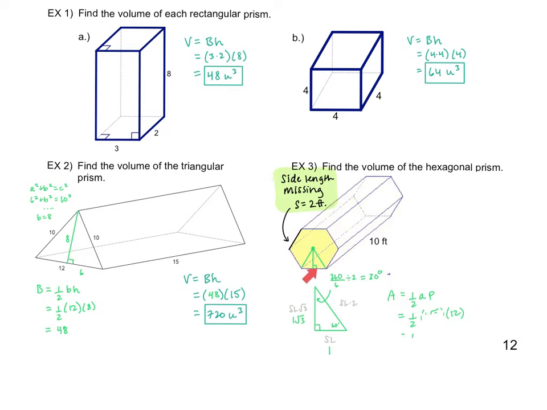Now, keep in mind this whole length is 2, so half of it is 1. That's our short leg. So to find the hypotenuse, we know what that is, but we don't want the hypotenuse. We essentially want that long leg, which is going to be 1 root 3.